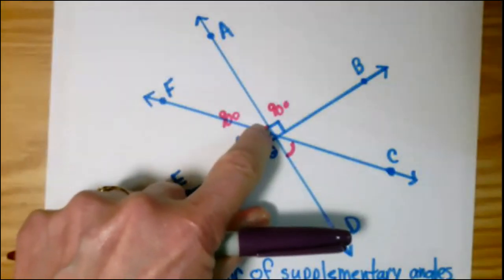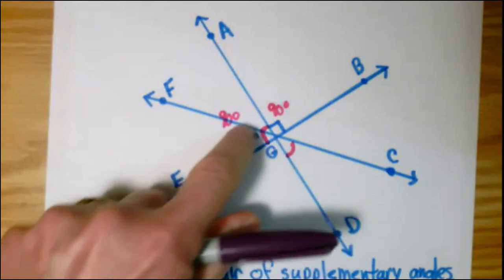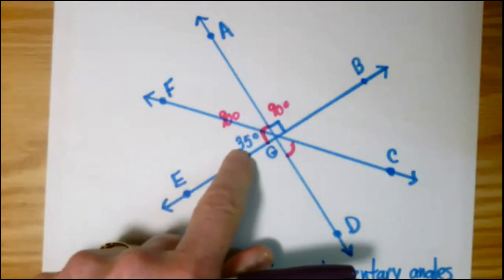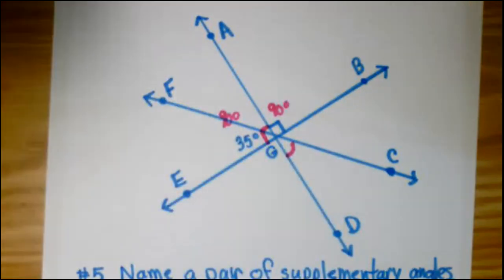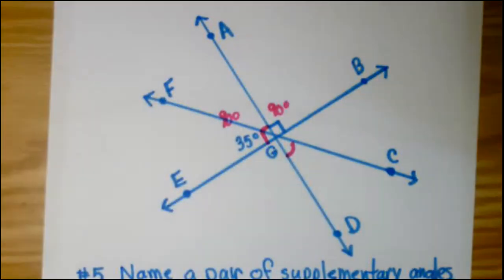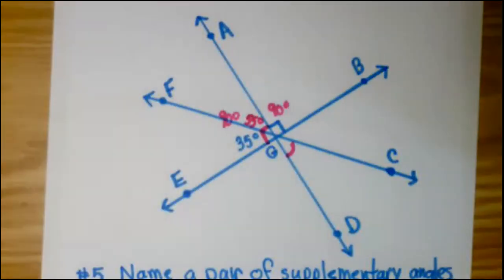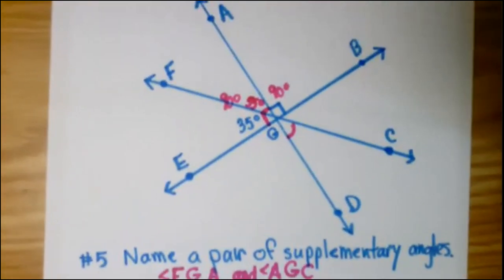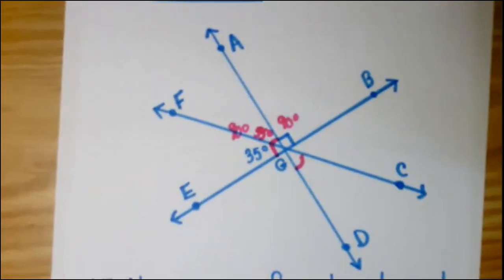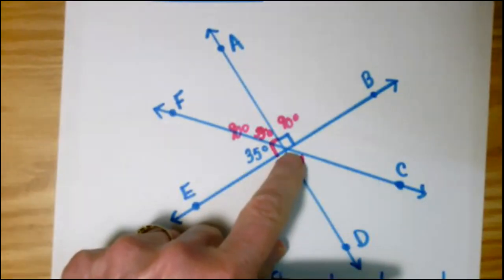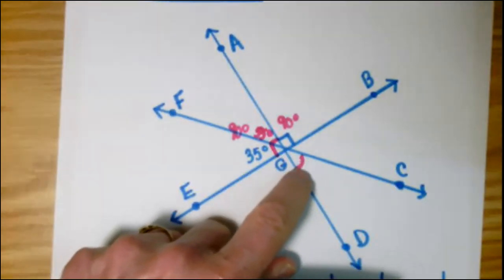What's that angle right here, this little teeny one here? If the whole thing is 90 and this says 35, what's 90 minus 35? 90 minus 35 is what? 55, right? So this right here is 55 degrees. Now the question was, we're trying to find the measure of angle CGD. CGD. We're trying to find the measure of this one.